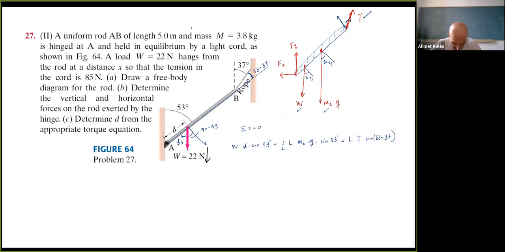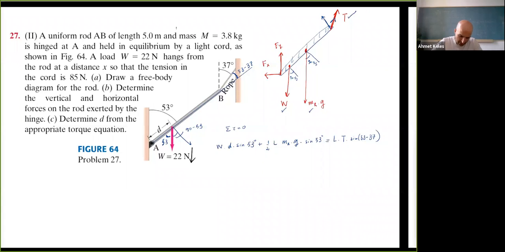So here everything is given except D, so I can find what D is, right? So W, M, all of them are known. So let me do this. So first, maybe I can pull it this side. So L times T. From here, D is equal to 2.43 meter. Okay.